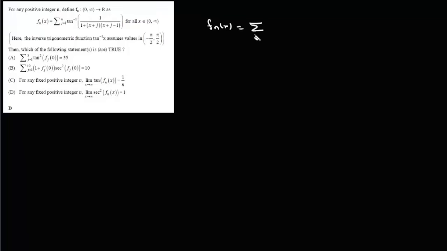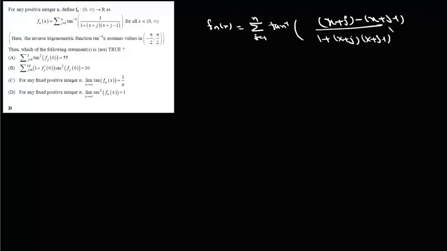Again, the question is, we are given this function f_n(x), which is the summation, j varies from 1 to n, of tan inverse 1 upon 1 plus (x plus j) into (x plus j minus 1). In the numerator, we can write this 1 as (x plus j) minus (x plus j minus 1). So it is tan inverse (a minus b) upon (1 plus ab), since all x are greater than 0. So we can write this as summation tan inverse (x plus j) minus tan inverse (x plus j minus 1).